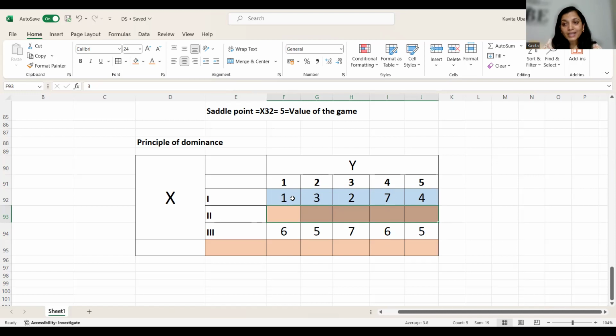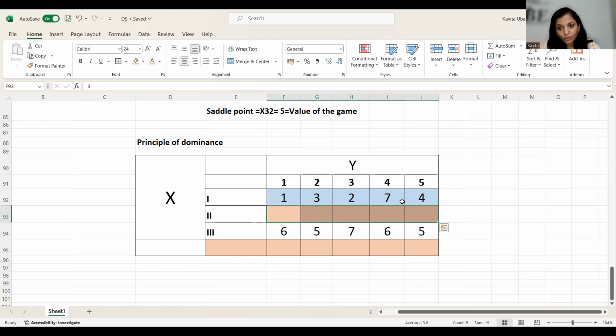So here we will start comparing our column values, because row-wise cancellation or dominance is not possible. Now we'll go column-wise. So column number 1 and column number 2 we can see. Here 1 is less than 3 but 6 is greater than 5. So there is no comparison between the first and second column. Now we'll compare second and third. 3 is greater than 2, but 5 is less than 7. So not possible. We'll compare third with fourth. 2 is less than 7, but 7 is not less than 6.